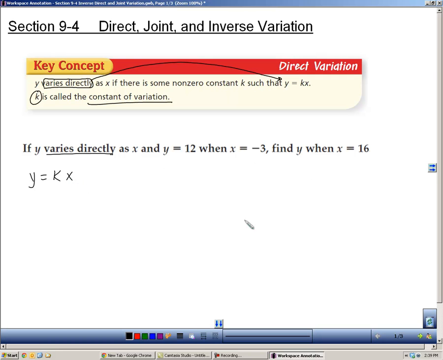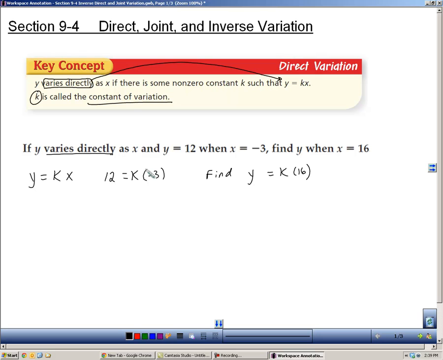Now we have some other information. We're told that when y is 12, x is negative 3. And then we're asked to find y when x is 16. So if you look, we have two equations, one of which we can use to find the k. Then we can take that k, plug it into the second one, where we can find the unknown value that we're looking for.